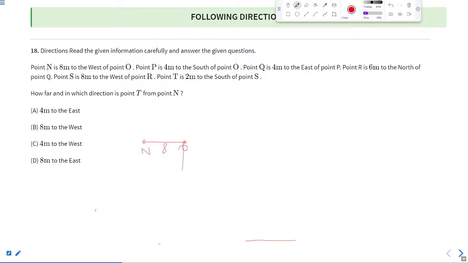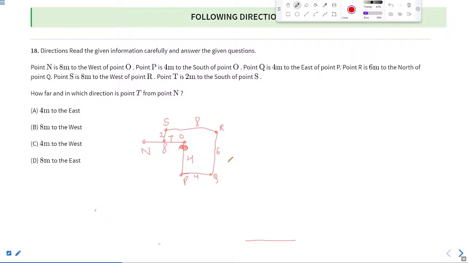P is 4 meters to the south of O. Q is 4 meters to the east of P. R is 6 meters to the north of point Q. S is 8 meters to the west of R. T is 2 meters to the south of point S. How far and in which direction is point T from point N?